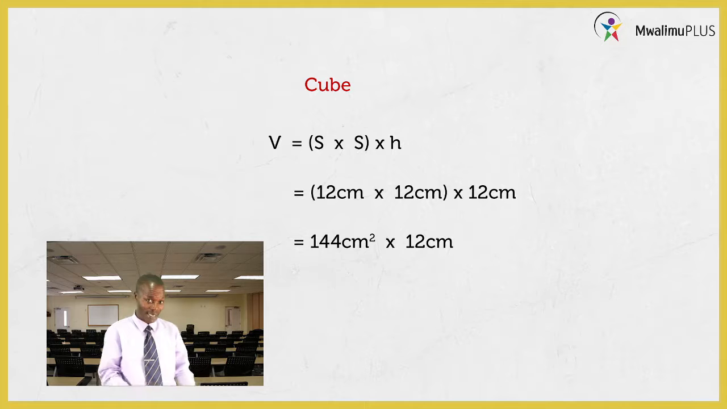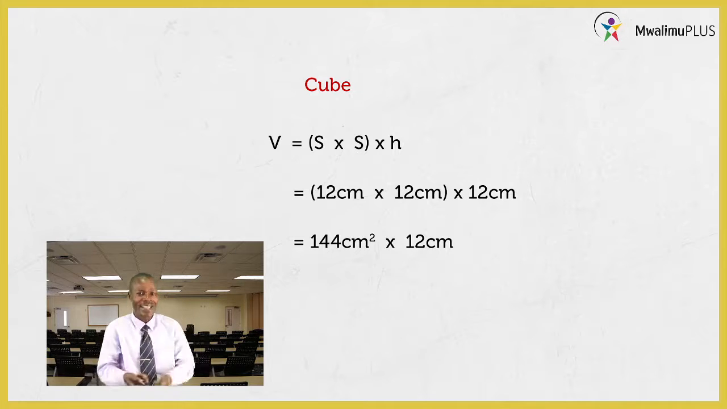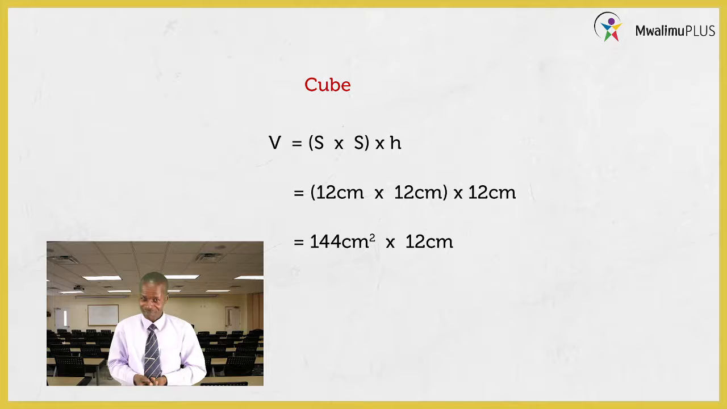And because the sides are equal, we are going to have 12 by 12, and that will give us 144 square centimeters, because the base is composed of only 2 sides, the length and the width, and that is area. So once you find the area at the bottom, you multiply this area by the height. And what was the measure of the height?